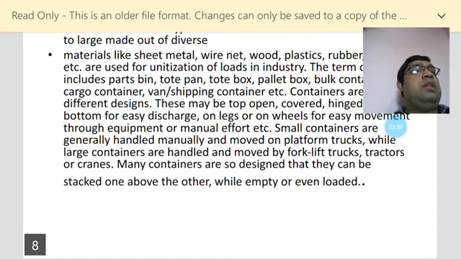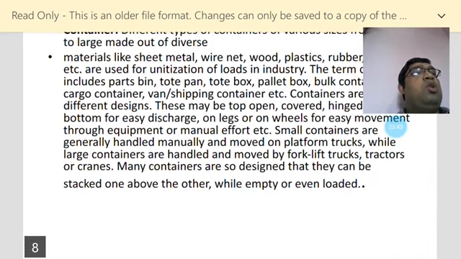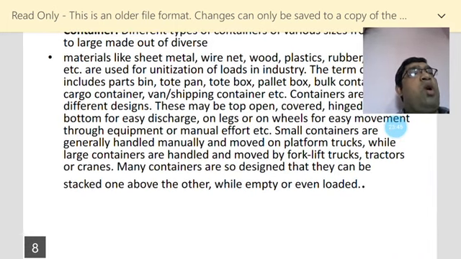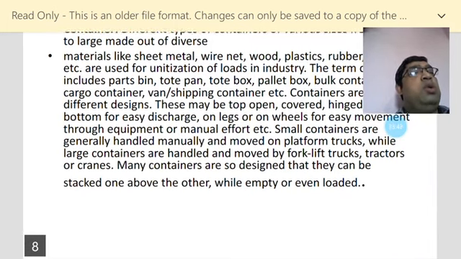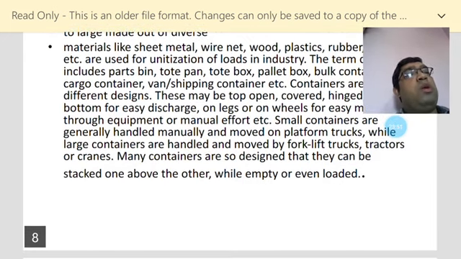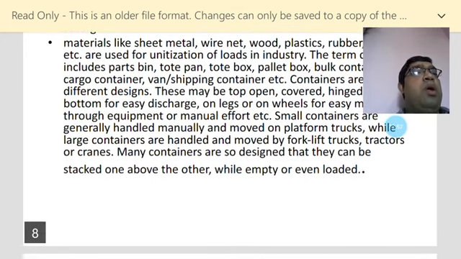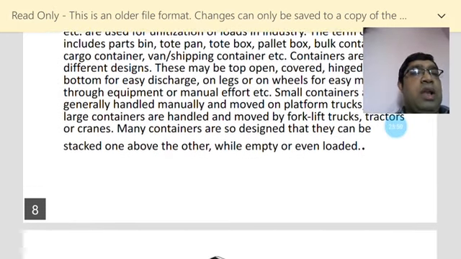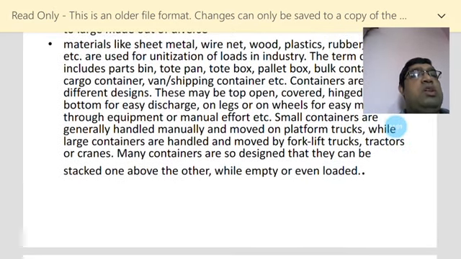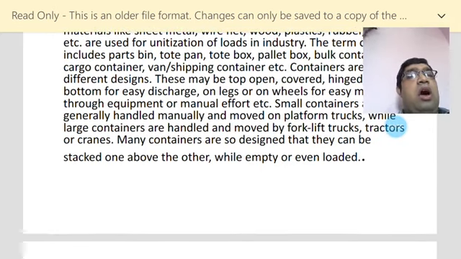And the load will not be moved by human effort, so you have to record the movement to the forklift trucks. Heavy loaded containers will be moved by forklift trucks and tractors or cranes. Cranes also will be required for the movement of the containers, and many containers are so designed that they can be stacked one above the other, whether empty or even loaded.